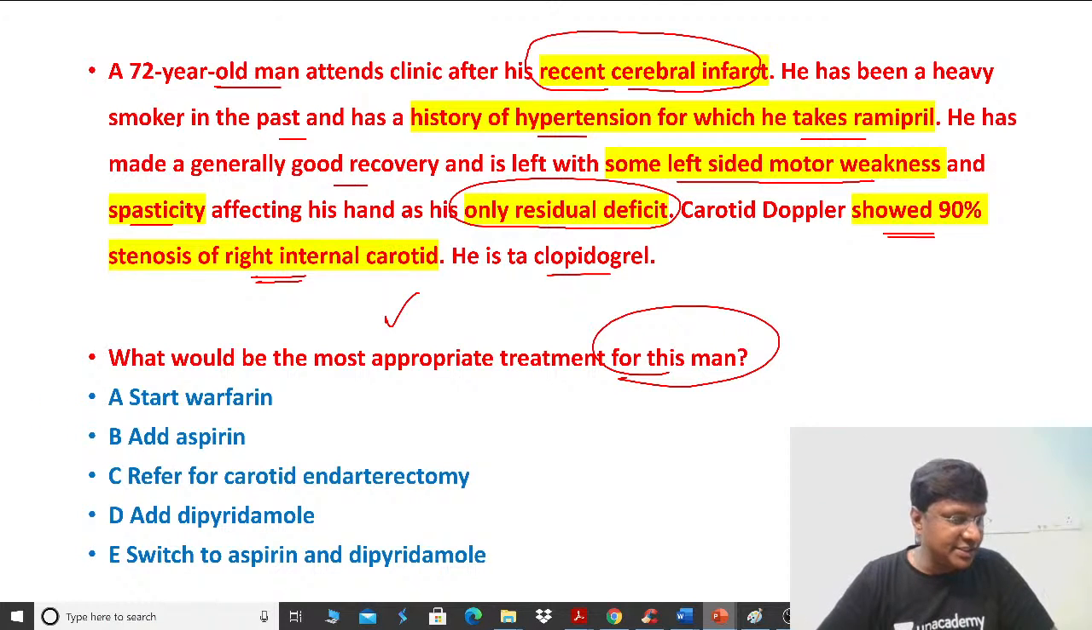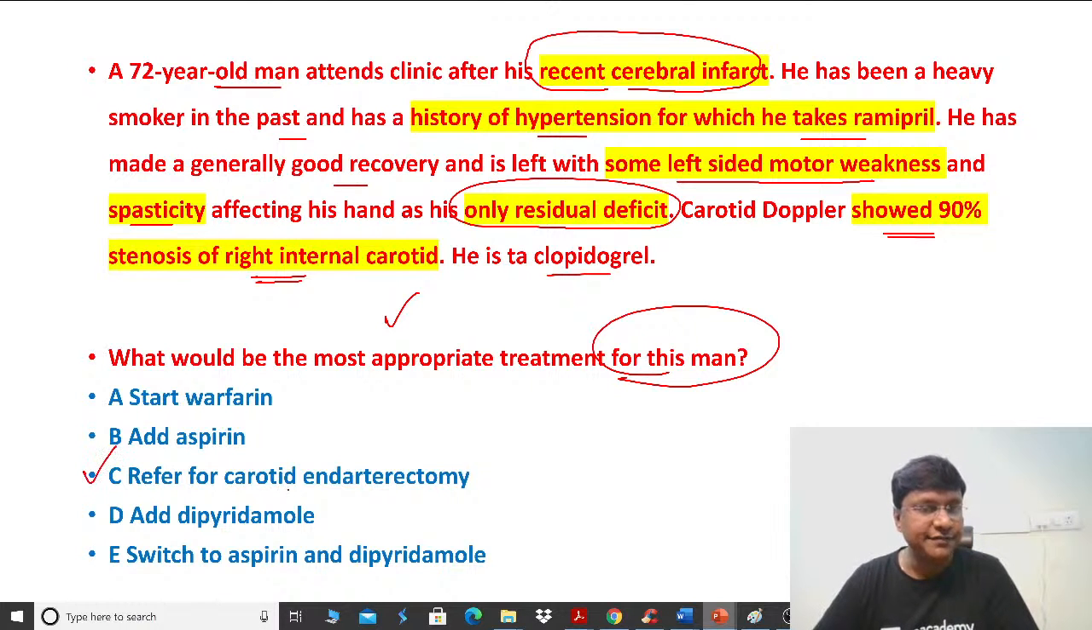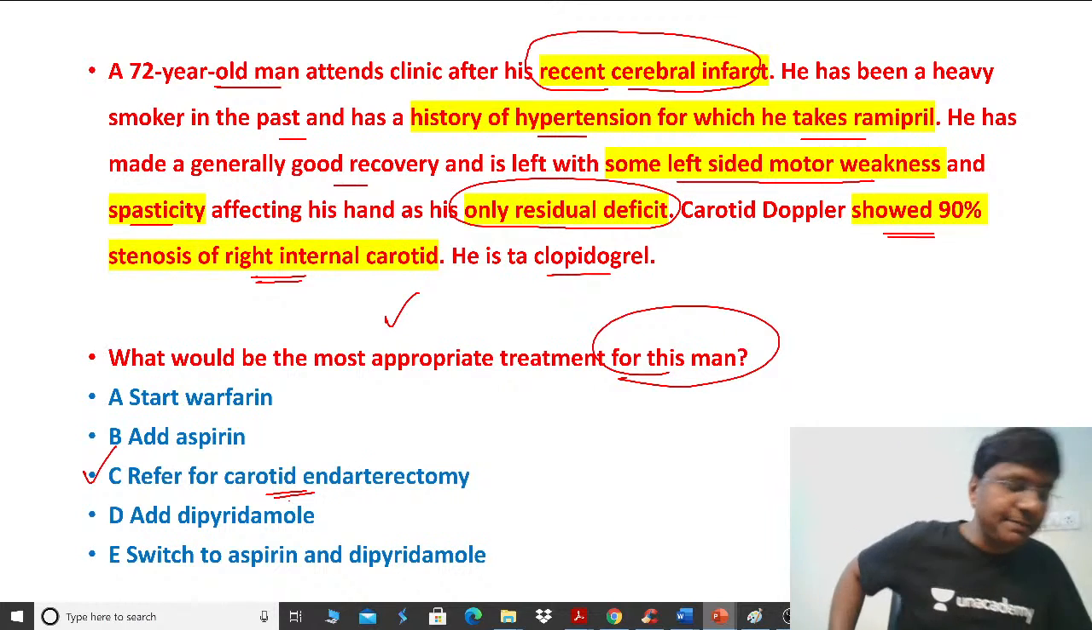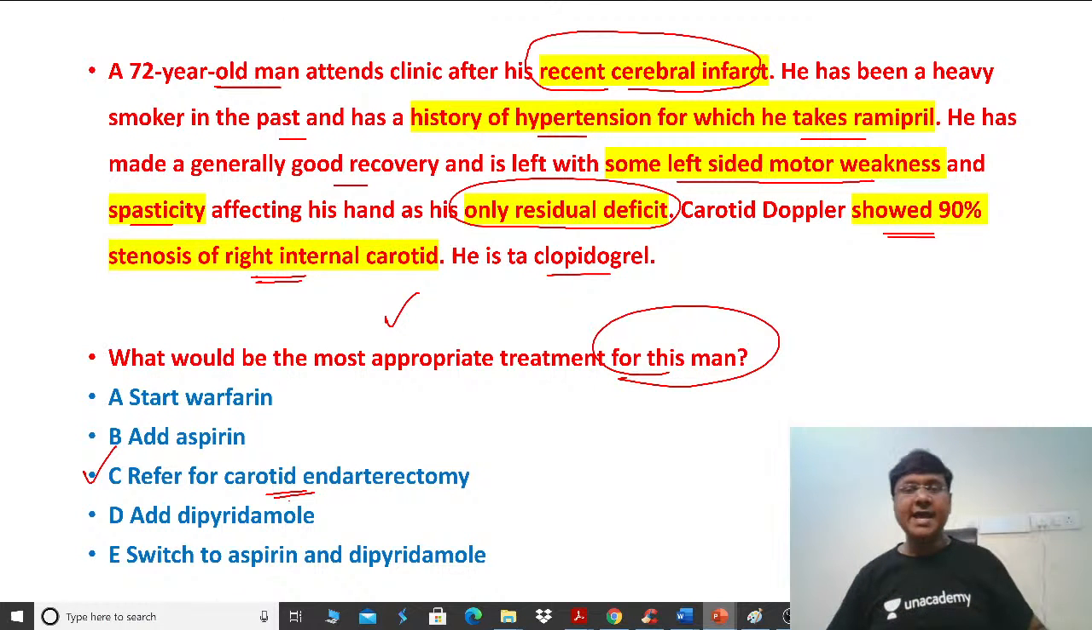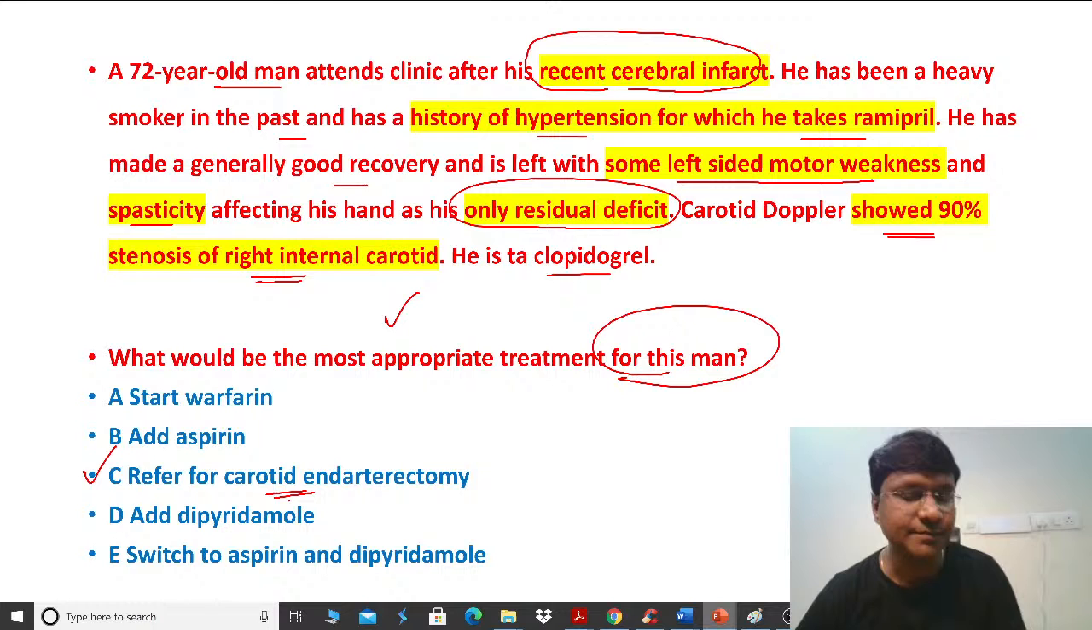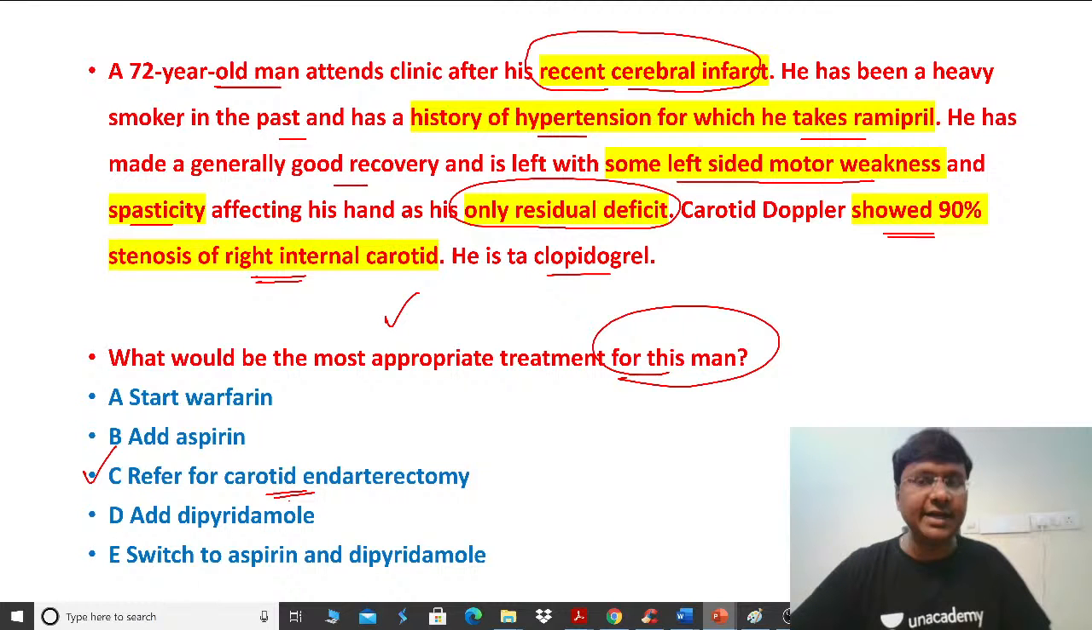Excellent. So who is that? Nidish Goel. Yes. So this particular patient has to be referred for carotid endarterectomy. Now, why is it that this particular patient has to be referred for carotid endarterectomy? What is the indication for carotid endarterectomy?